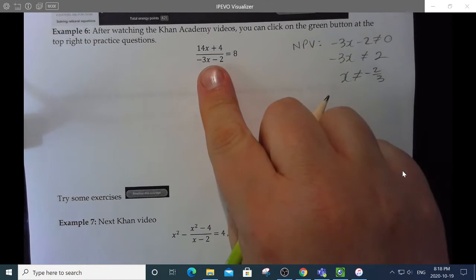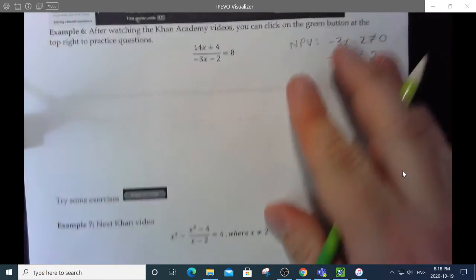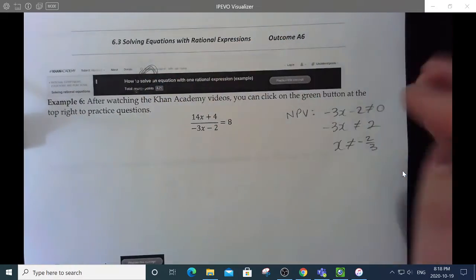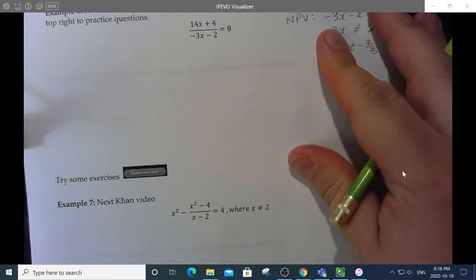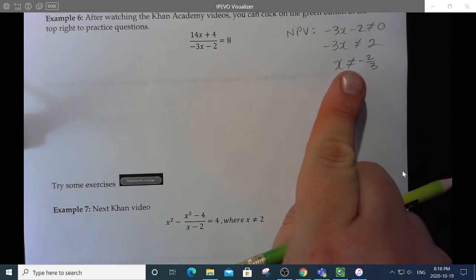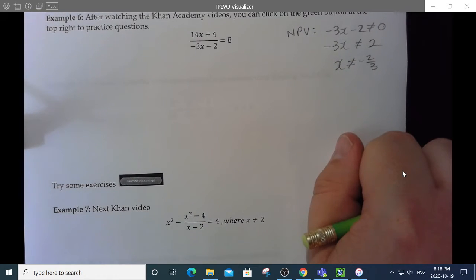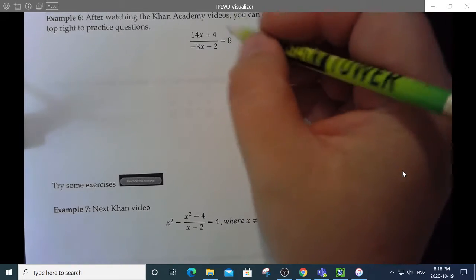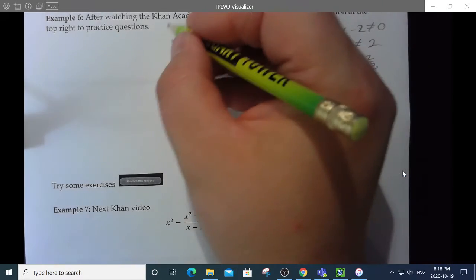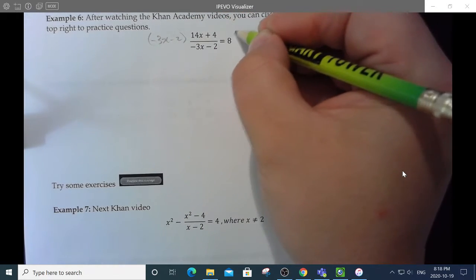So now I'm going to solve for x, because now we're actually solving. Oh, I'm circling a word you can't see. Solve the equation. Solving. So now, I basically have to solve this thing and then check, oh, wait a minute. Is my solution that? Because if it is, there is no solution. Can't have that. So, let's try this out. What we're going to do is we're going to times both sides of the equation by negative 3x minus 2.